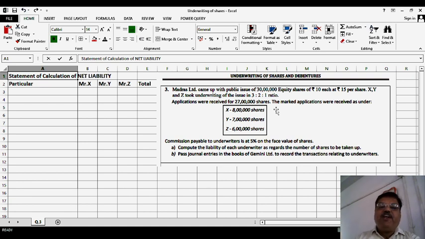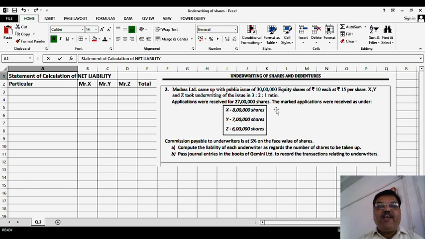So Madras Limited ने क्या किया है कि Madras Limited ने 30 लाख शेयर्स का एक IPO निकाला है मार्केट में, और वो IPO कितने पे है? 15 रुपीज पर शेयर. उसका नॉमिनल वैल्यू 10 रुपीज है. The nominal value of per share is 10 rupees, but they are going to issue at 15 rupees. That means 5 rupees is a premium.